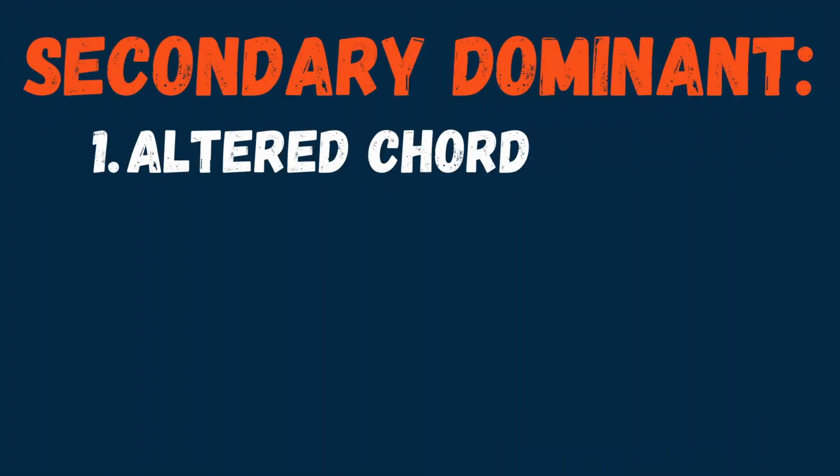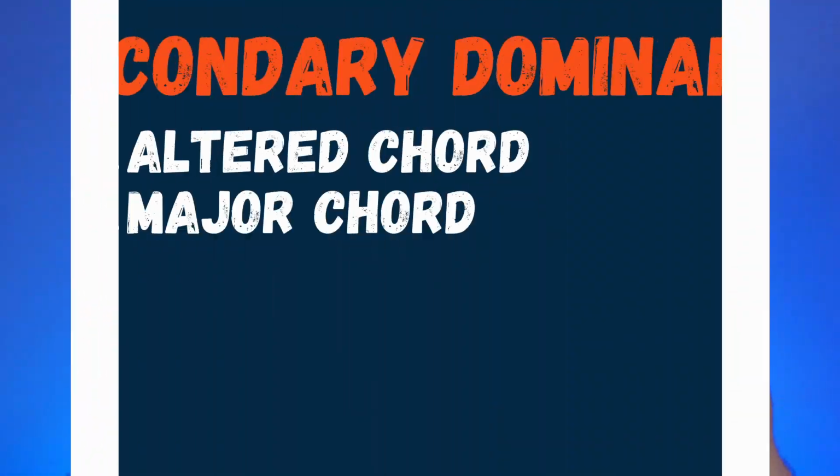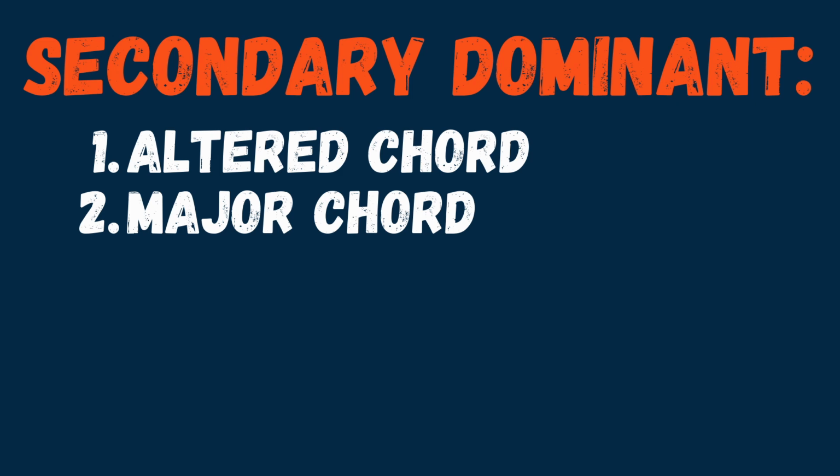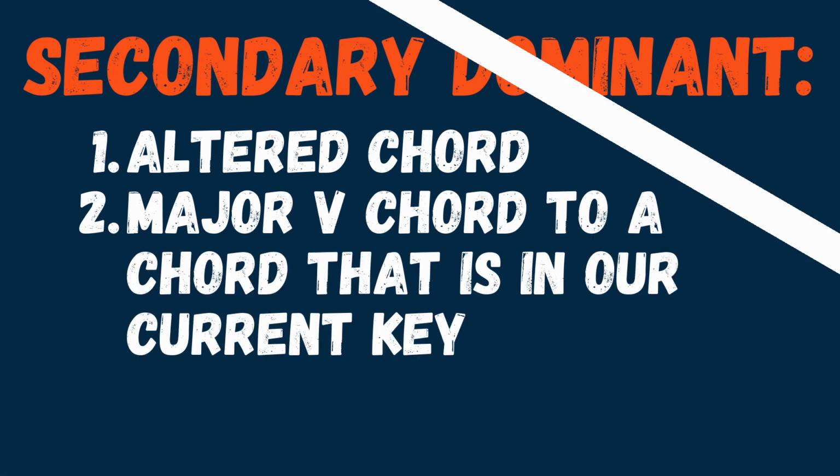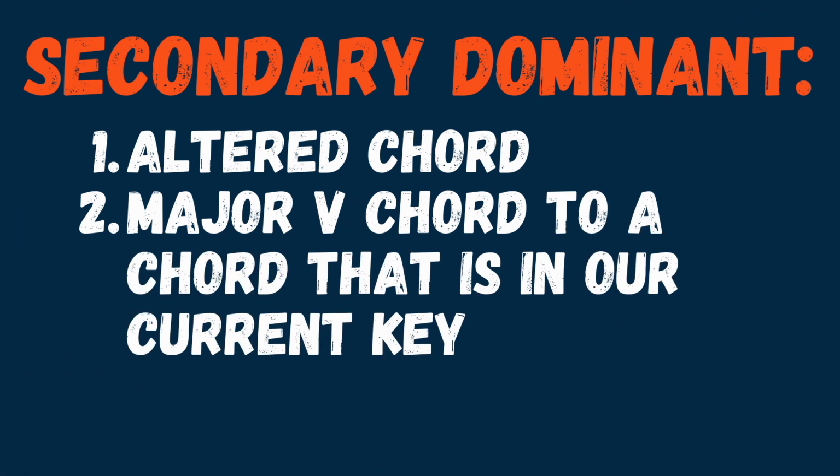So putting it all together, we know that our secondary dominant chord is going to be an altered chord. It's going to be a chord that contains at least one note that isn't naturally occurring in our key, and it also is going to be a major chord specifically. We also know that it's going to be a major 5 chord specifically to a chord that is diatonic, or is naturally occurring in our current key.